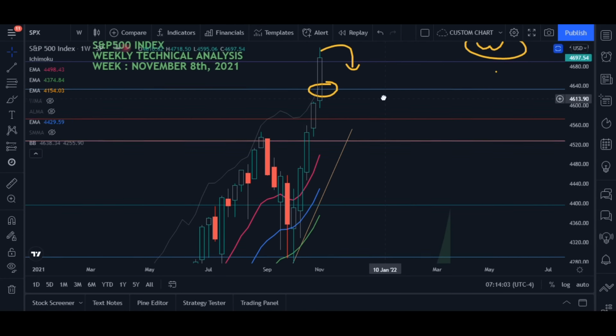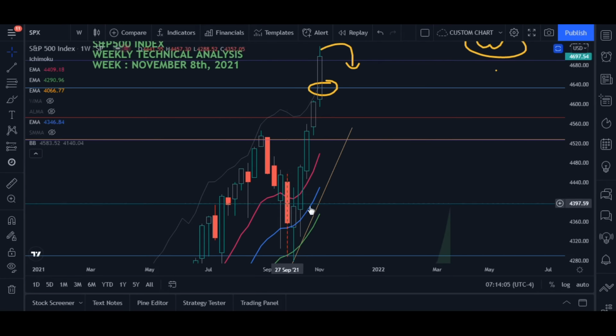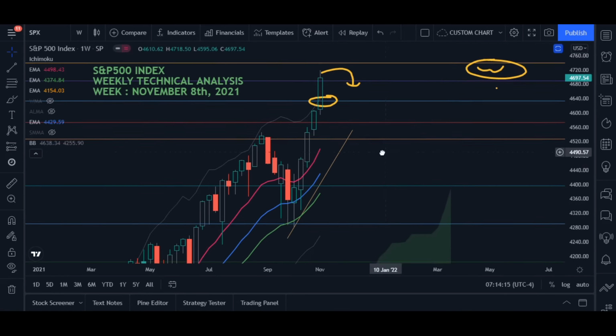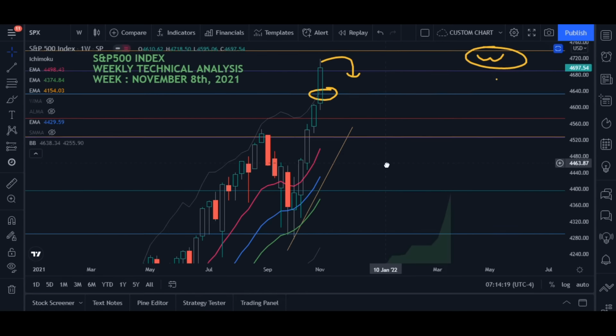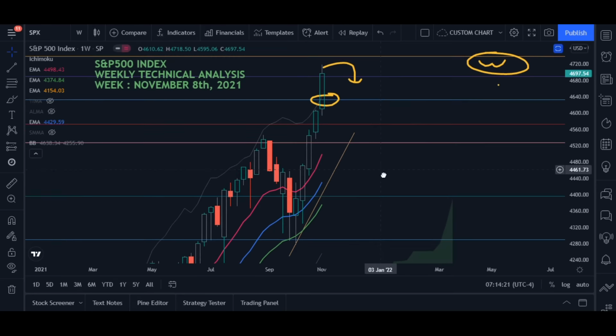Now the next part is the moving averages. The market is trading above the moving averages, so it is clearly bullish. Then we have the Ichimoku. The market is trading well above the Ichimoku, so there is no concern here. From the Ichimoku part, the market is bullish.